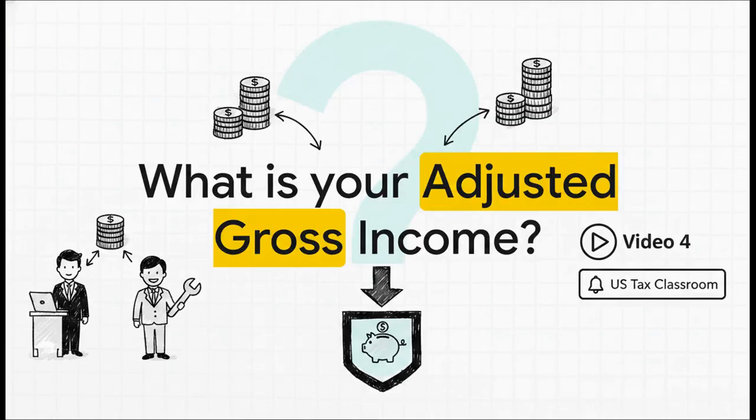Now, whether you are a W-2 employee, a 1099 contractor, or doing both, all of this income flows into one absolutely crucial number on your tax return. In video 4, our final explainer of the series, we are going to break down adjusted gross income, or AGI. AGI is arguably the single most important number on your entire tax return, and understanding it ties everything we've talked about perfectly together.